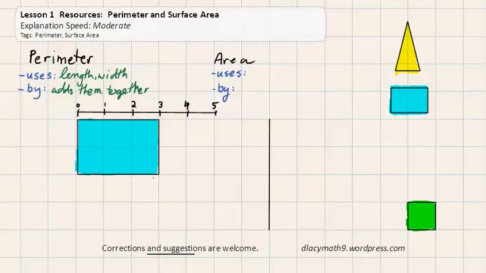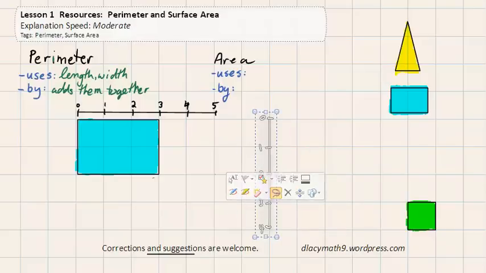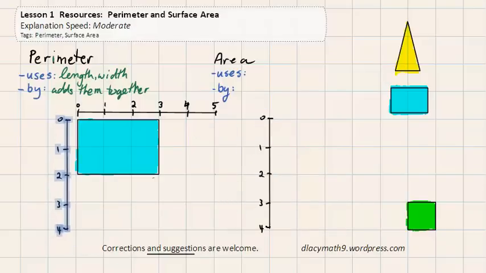So let me make another ruler just for a second here. And this will be my vertical ruler, 0, 1, 2, 3, 4. I'm going to pick it up as well and bring it over and get a measurement of the width. So there it is. I can see from this that my width is 2 units, and my length in a big fat yellow line is 1, 2, 3.